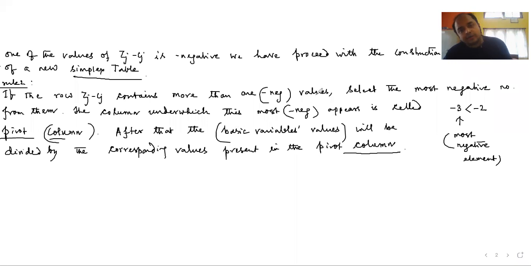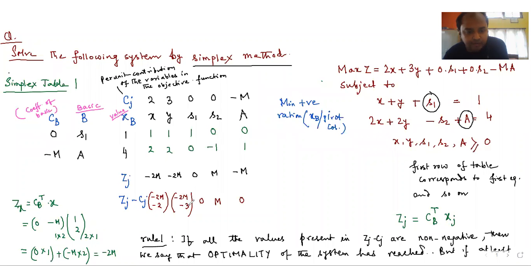Okay, so let us try to do it first of all. Now we have these two numbers, -2m minus 2 and -2m minus 3. We will try to find out which of these two numbers is the most negative number. Okay, let us do it on the next page.